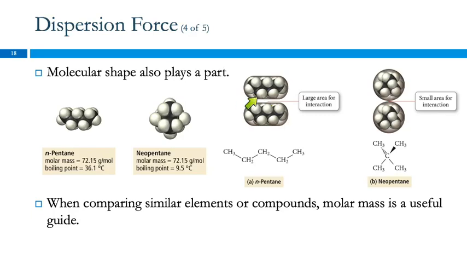There is a larger surface area here on the side for these two molecules to be attracted to each other. In neopentane, there's a central carbon with 4 carbons around it, and that gives us a more spherical molecule. And so when these molecules try to get together and be attracted by dispersion forces, there's just a small point at which they can get close enough together. So if we're looking at similar elements or compounds, molar mass is useful. But there are other things like shape that also play into this.